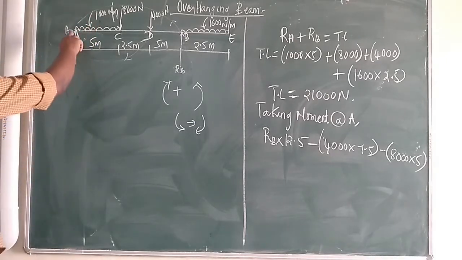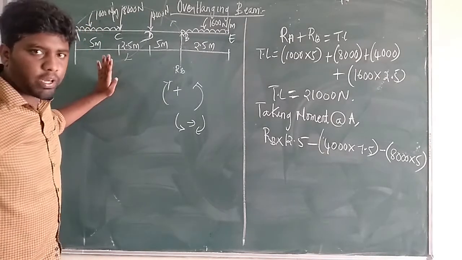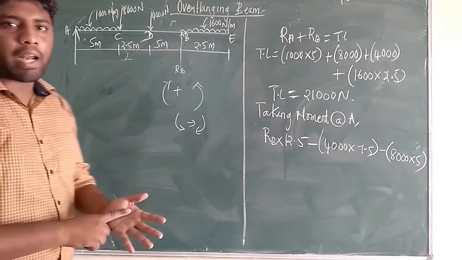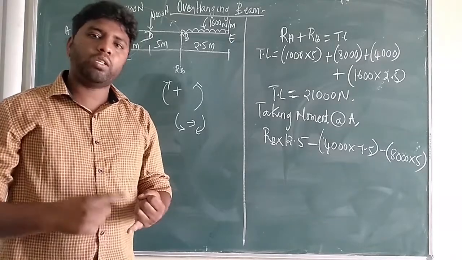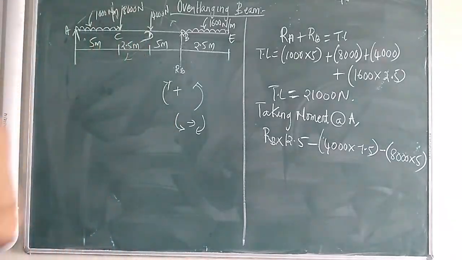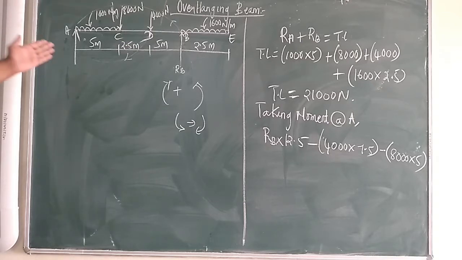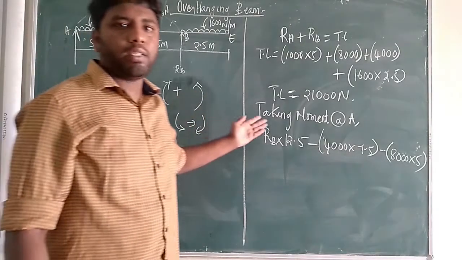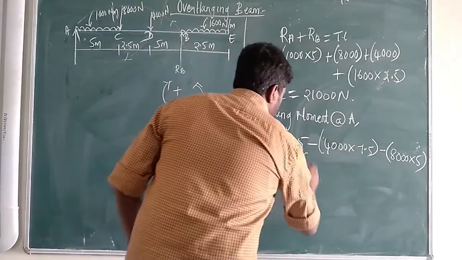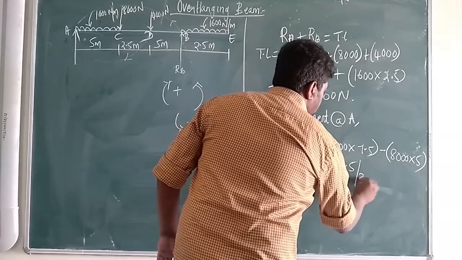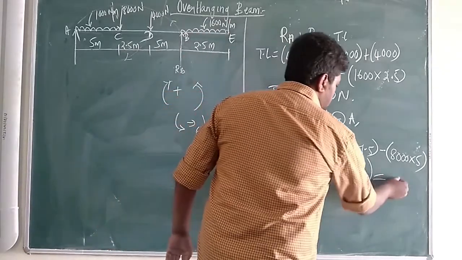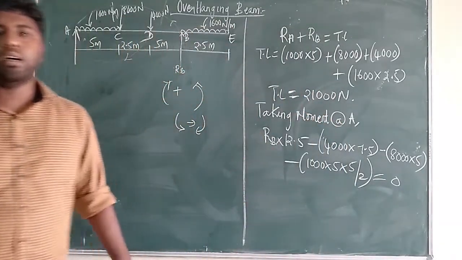Minus, since this is the UDL, you have to go for moment calculation. How will you take UDL? You will take load into distance by 2. If it is shear force, it will be what? Simply load into distance. So now it is UDL. That means what? Load into distance by 2. Minus 1000. What's the distance? 5 into distance by 2, that is 5 by 2. This is how you will write the equation.